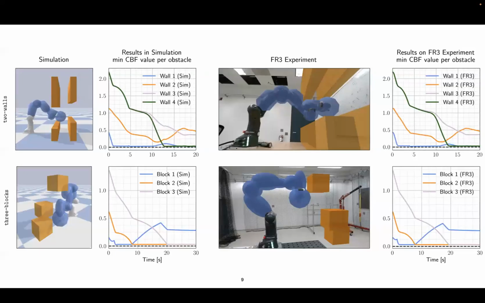For each experiment, we recorded the CBF values of each link obstacle pair, and for each obstacle, we show the minimum CBF value among all the links. We can see in both experiments, the proposed differentiable optimization-based CBF controller is able to guarantee safety in both simulation and in the real world.